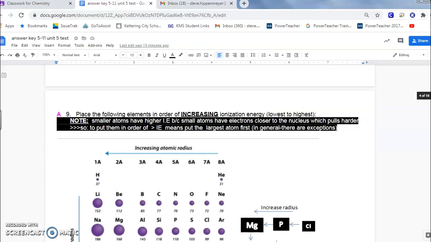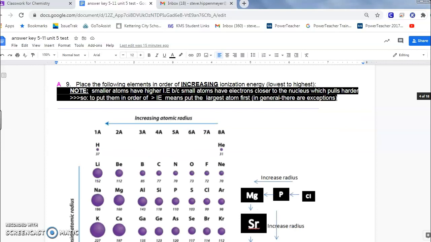And we're supposed to replace the elements in order of increasing ionization energy. The lowest ionization energy first, highest last. Ionization energy, if you remember, is the energy that is needed to remove an electron from an atom. Smaller atoms have their electrons more close to the force that's holding them there. That's the force of the nucleus. So smaller atoms tend to be more difficult to strip.